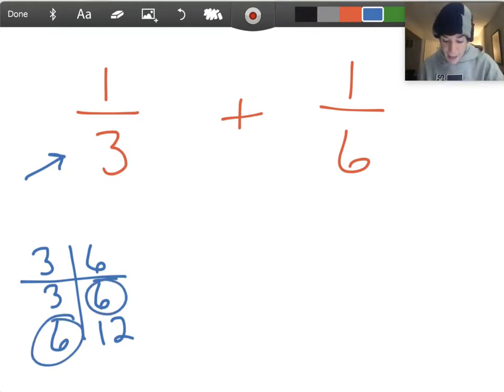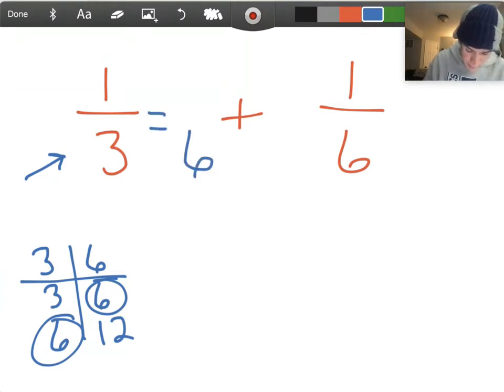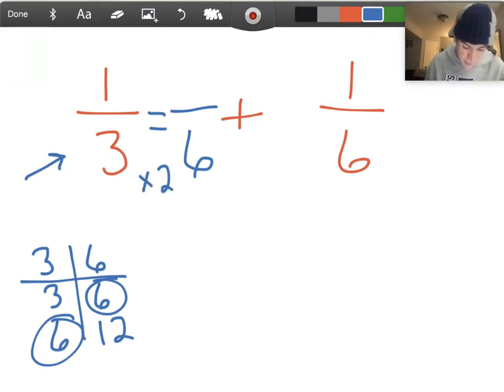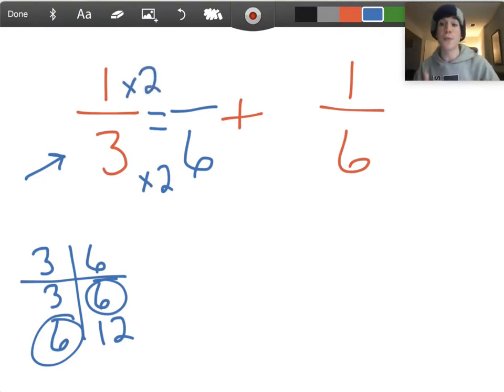Now, I already have 1/6, so that number is already good as 1/6. What I'm going to do is think of thirds in terms of sixth pieces. So how many sixths would it take to make the same thing as 1/3? Well, one thing I know is that if I think of how do I get from 3 to 6, I multiply by 2. So I'm going to do the same thing on the top here. Whatever I do to the denominator, I must also do to the numerator. 2 times 1 is 2.